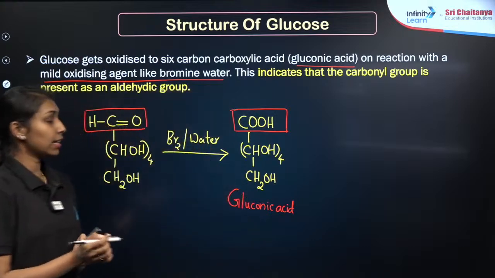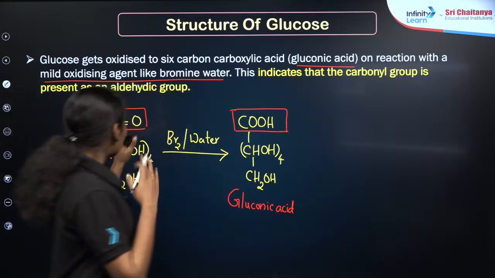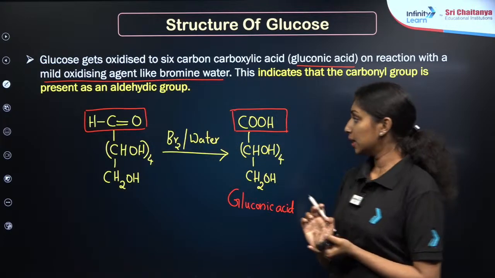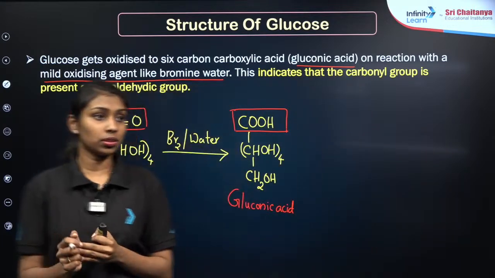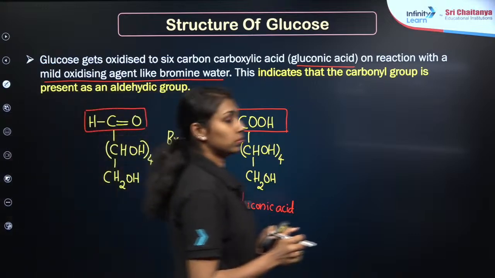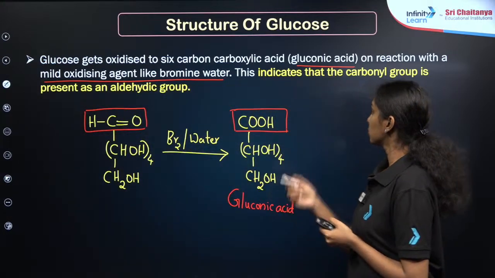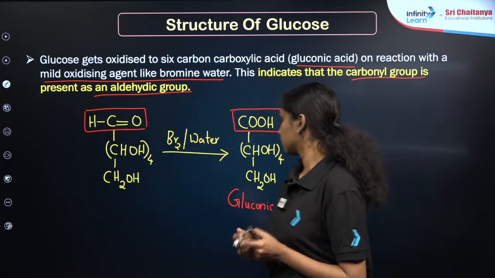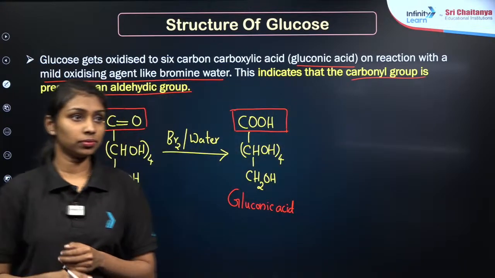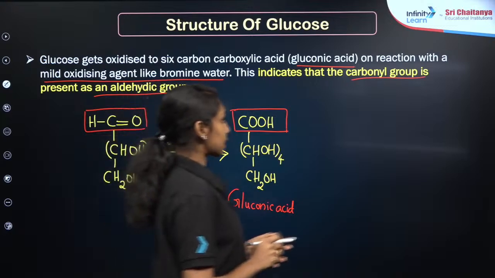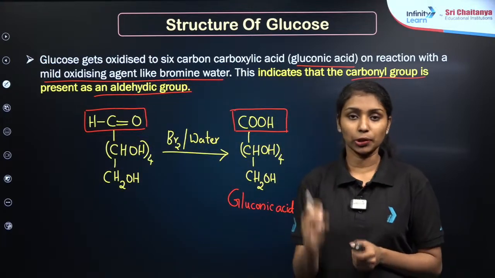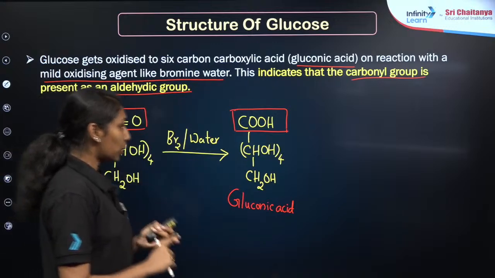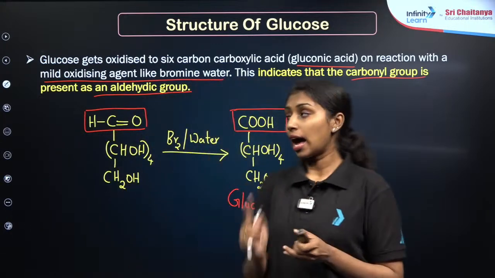Gluconic acid, right? So we can predict that the carbonyl group present in the glucose must be an aldehyde group. Clear? So far we discussed the functional group present in the glucose molecule. First we saw that there is a carbonyl group. Now we have identified that the carbonyl group present in the glucose is an aldehyde group.